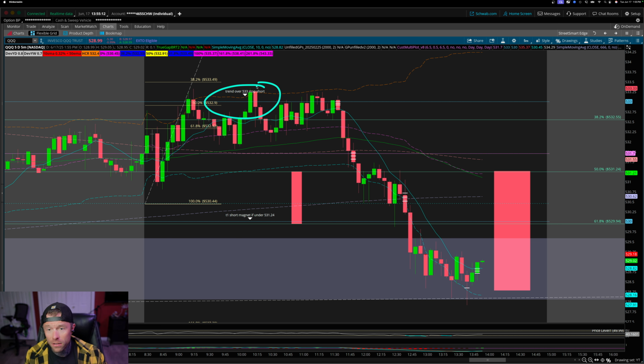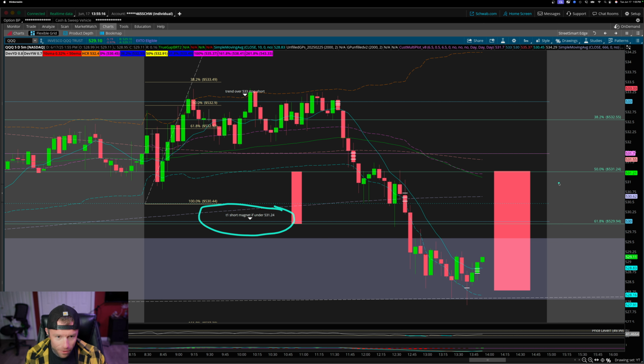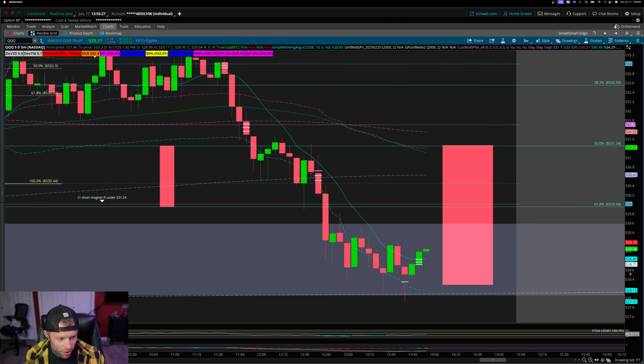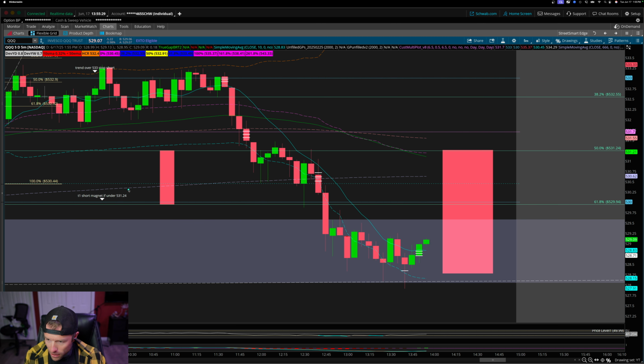So it comes in to the 533 rejection, comes all the way down, T1 short magnet if under 531.24. So anything under that 50, we have the sentiments for the first trade right here, and the sentiment for the second trade here, as long as it stays under. And if you look real close, let's talk about the extra confirmation we had seen here.